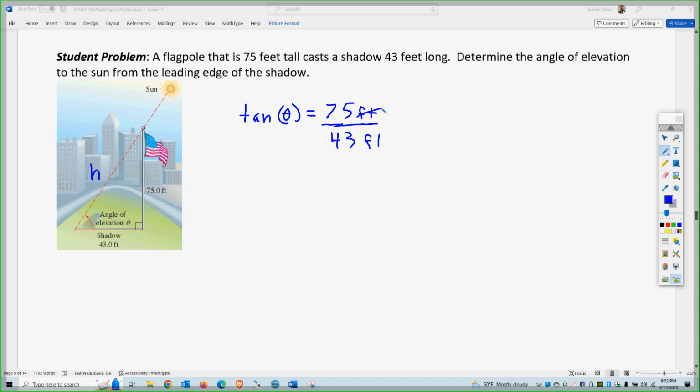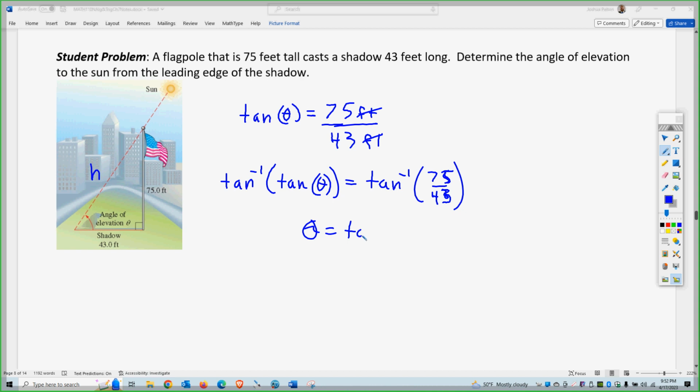And what you notice is the feet cancel. So then we'll use the inverse tangent on both sides. So 75 over 43. So the angle is the tangent inverse of 75 over 43. Okay, so the angle is approximately, if you put it in your calculator, 60.17 degrees.